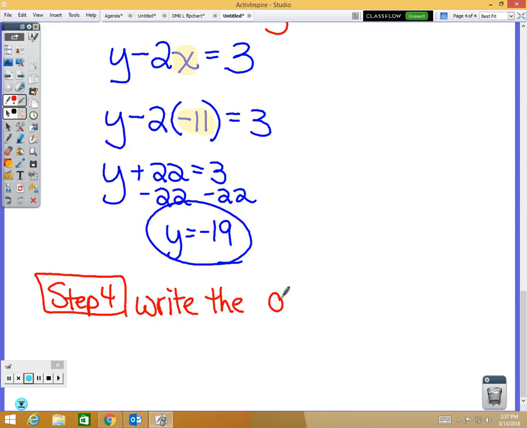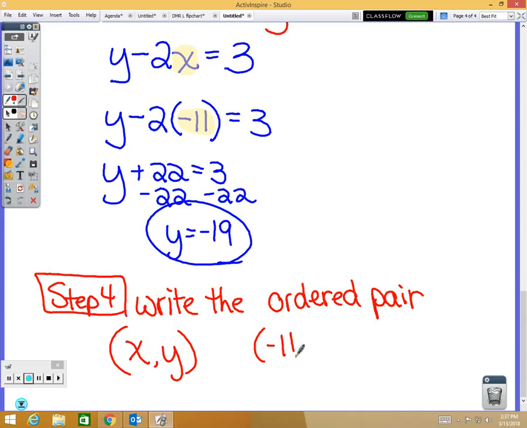It does take a while, you're right. So the ordered pair is always XY. It has to be in that order. And I know most of you know that, but if you ever get confused, it's like alphabetical order. W, X, Y, Z. Okay, so X, Y, always. So our X value was -11, and our Y value is -19. So that would be our answer to this system. Wow, you're right.